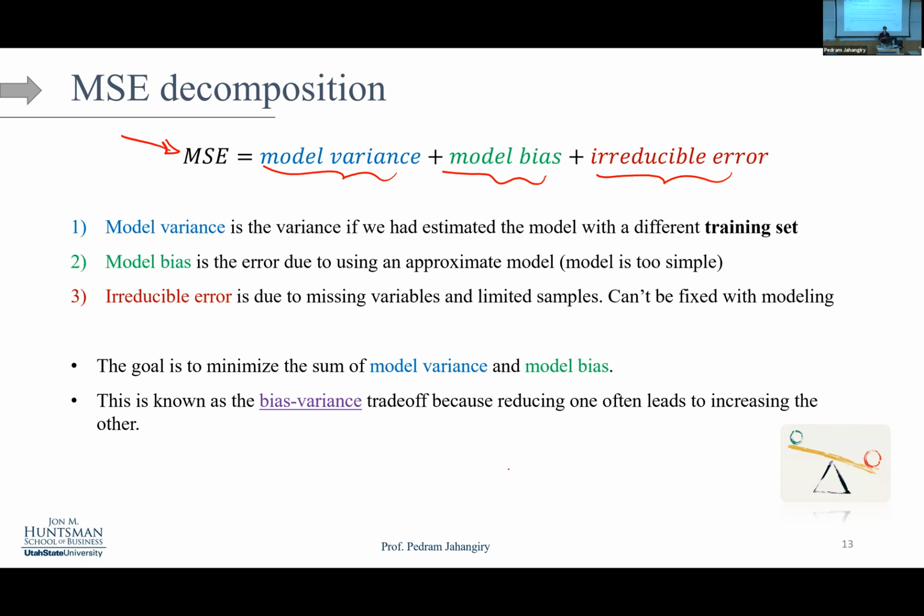Does that make sense? If it is classification, the model with the smallest, let's say, cross entropy. These are different things that we use for classification. So this is known as the bias-variance trade-off, because reducing one will lead to increasing the other one. This is really important, guys. Grayson, did that answer your question?